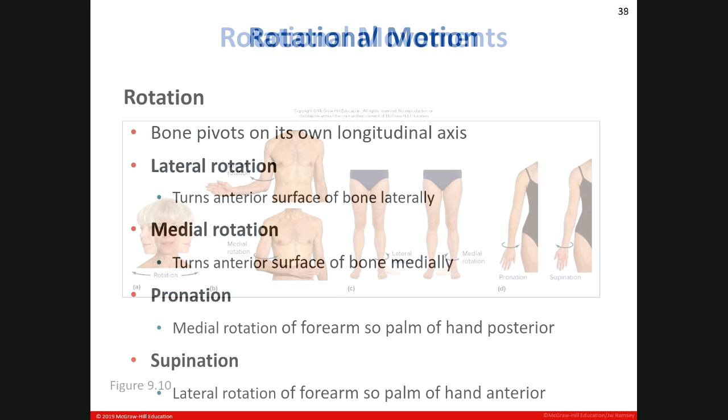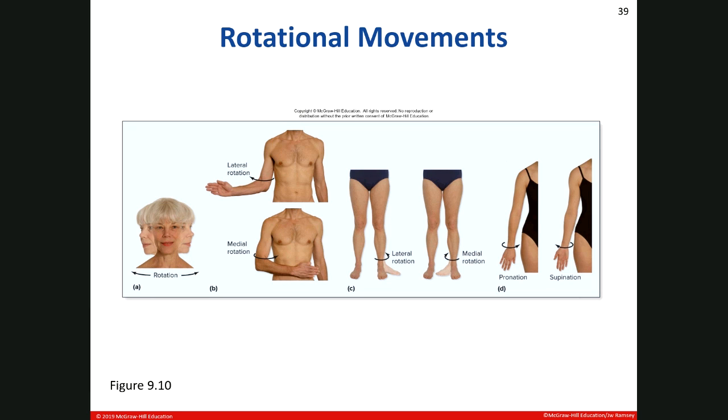All right, rotational movements. Here you can see that lady moving her head from side to side. If you ask her to do right rotation, she'll look over to the right side. If you ask her to do left rotation, she'll look over to the left side. Those are your rotational movements. When we're talking about our extremities, with lateral rotation, the anterior surface is now facing laterally. With medial rotation, the anterior surface is now facing medially. Same thing here with our feet, and then pronation and supination. You guys good with that?